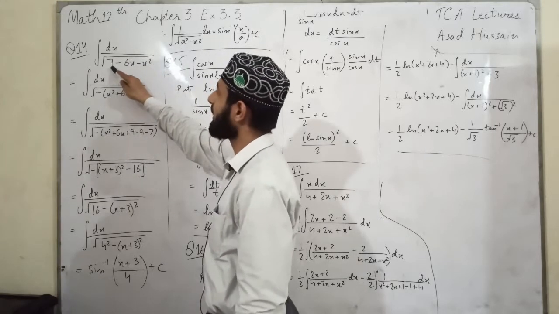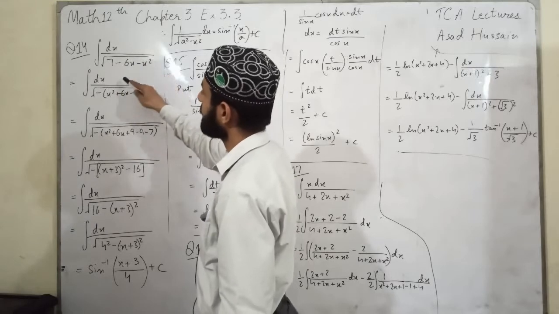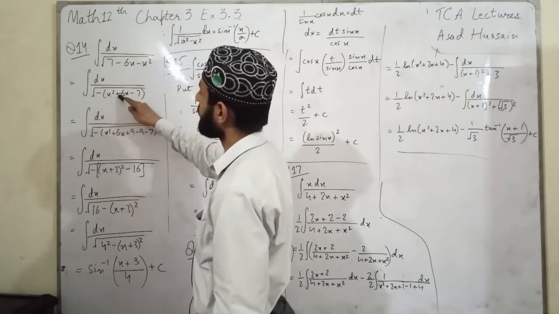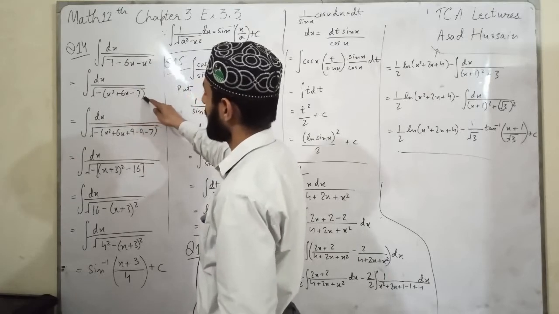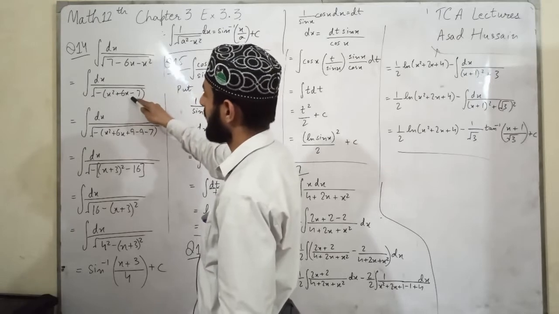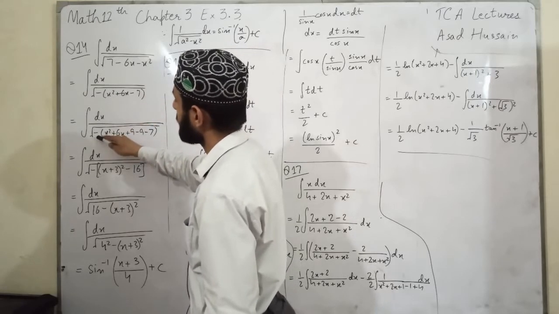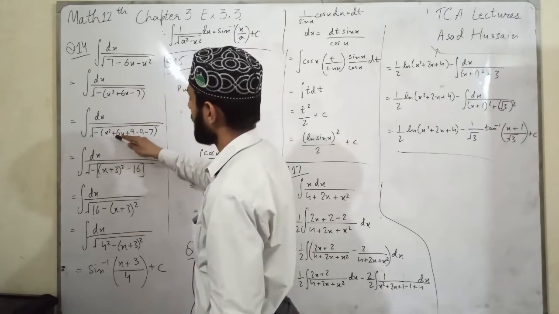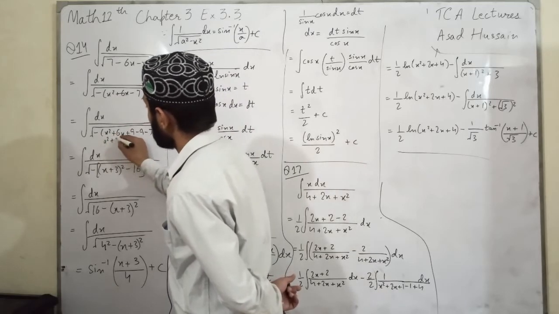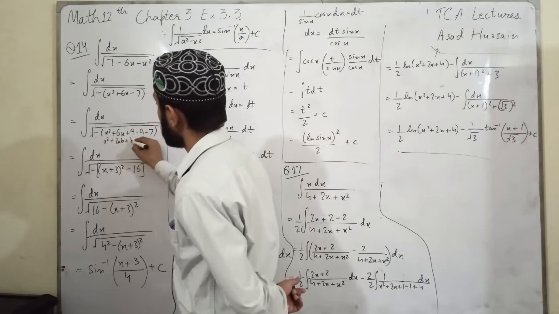First step, we will take negative common from this term, which will be dx over under root negative bracket x square plus 6x minus 7. Now we will try to complete the square. Here we will get dx over under root minus bracket x square plus 6x, as this is the term a square, this is 2ab, this will be b square.